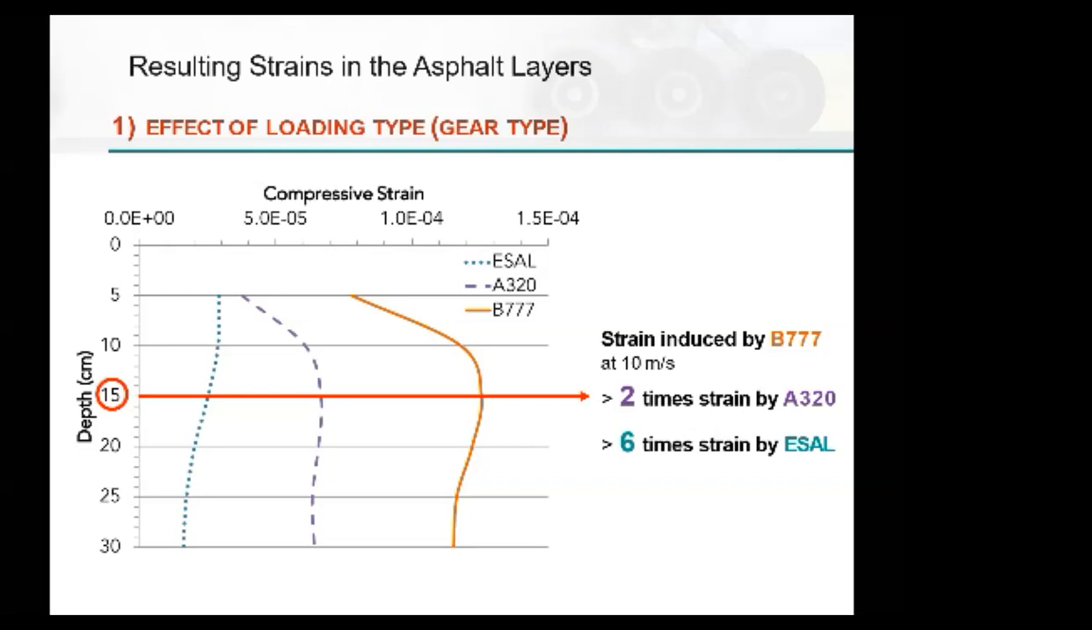Well, for airfield pavements under airplane gears, the highest strains are not at the top. They are deeper, like 15 centimeters deep. They're higher than on the surface. So I don't want to fix the surface and make it top notch and neglect the lower layers. Look at where the maximum strain is happening. And the 777 strain is basically 2 times the strain of an A320. It's about 6 times the strain of an ESAL. So not only is it deeper, it's also very high.